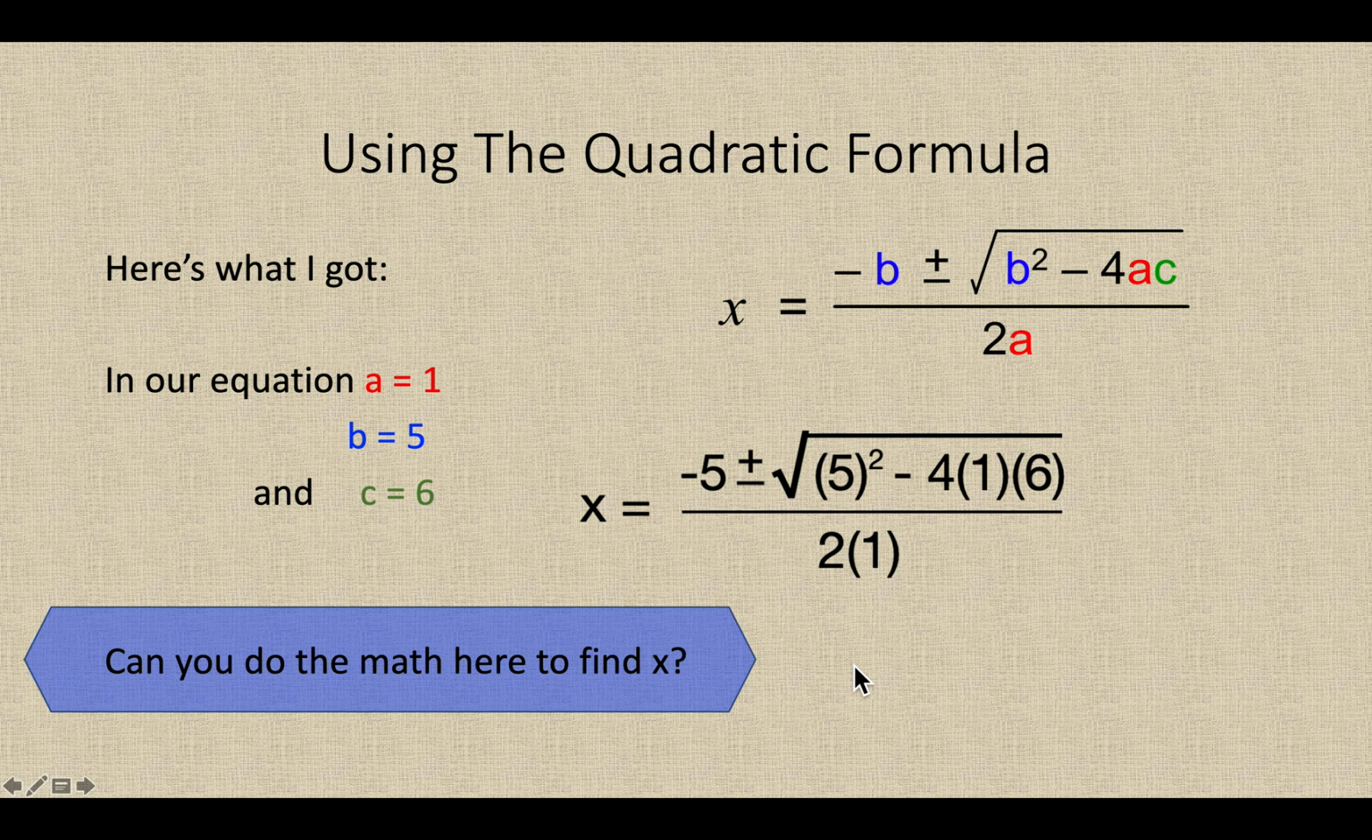Now, can you do the math from here, simplify this to figure out what x is? What does it simplify down to? Take a minute and see if you can do that. And if you get stuck, just come back to me. But if you can figure it out, go ahead and do it.